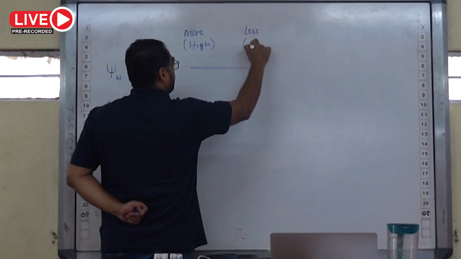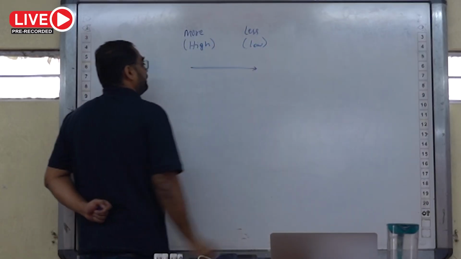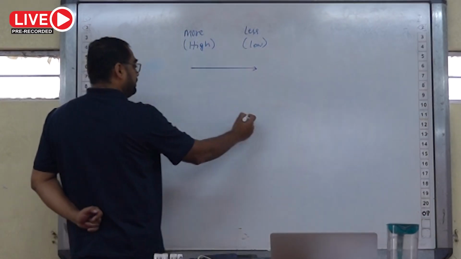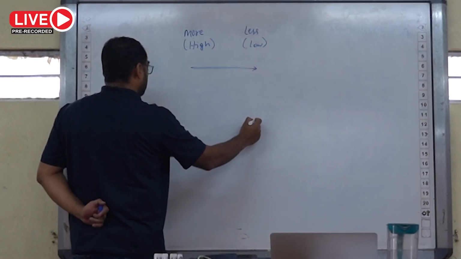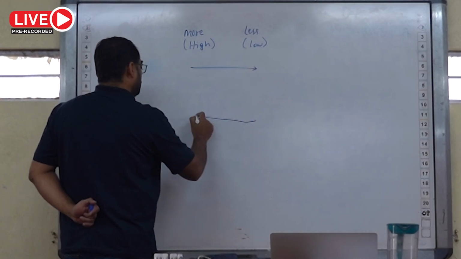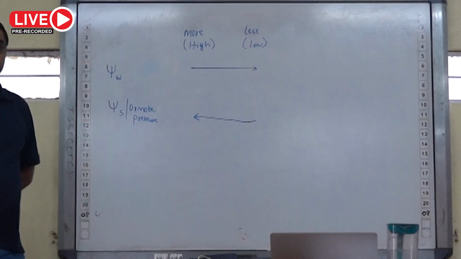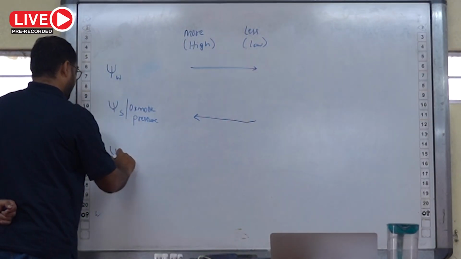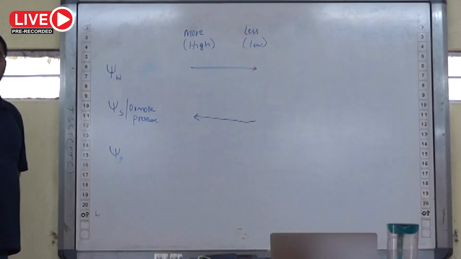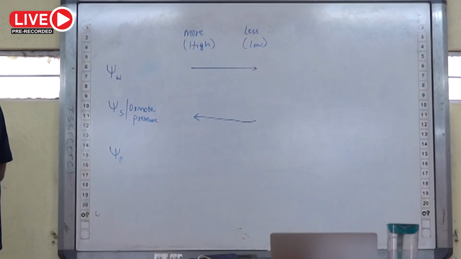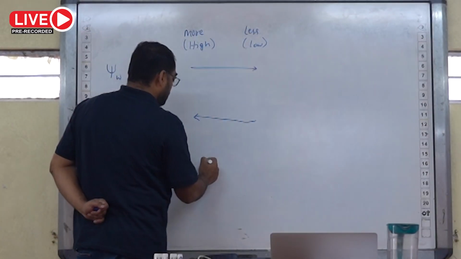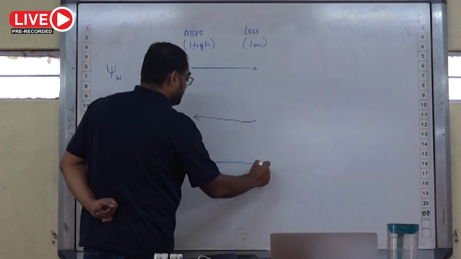High, low. Movement of water is from lower solute potential to higher solute potential. Pressure potential: movement of water is from higher pressure potential to lower pressure potential.